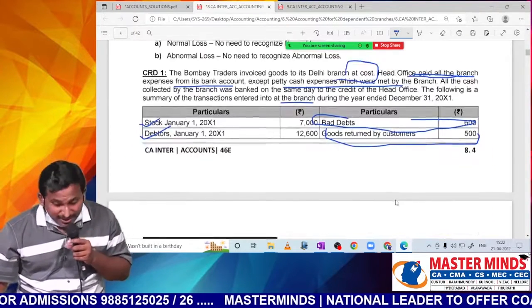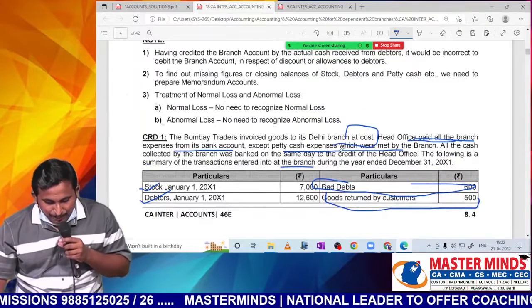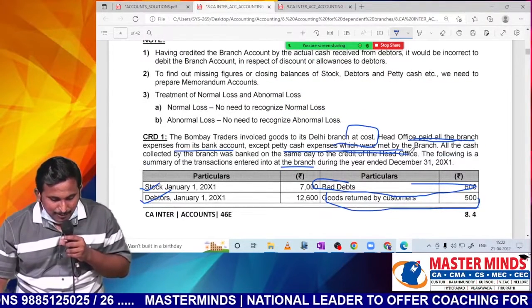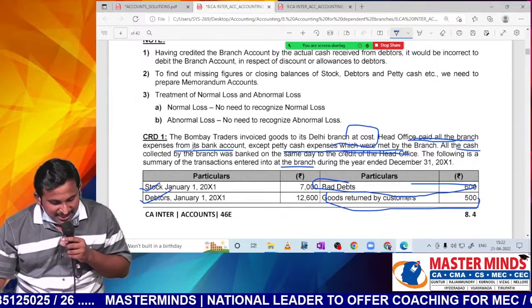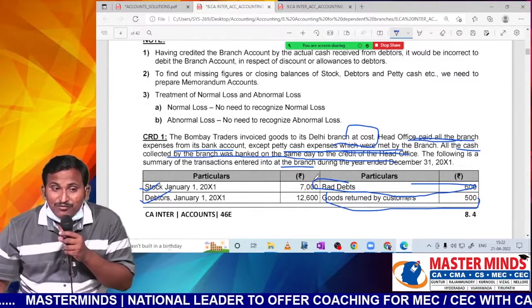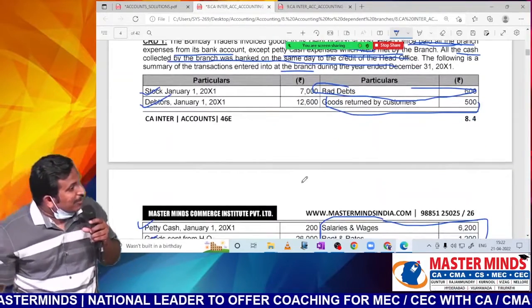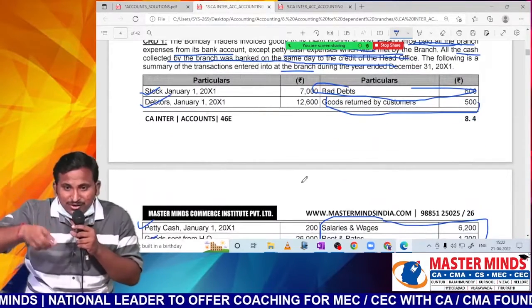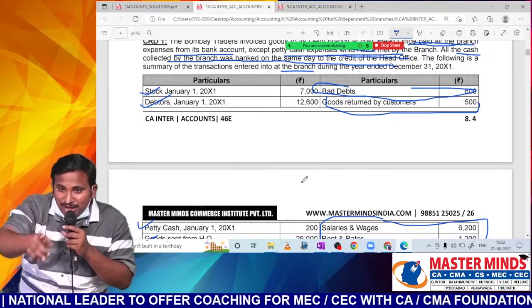No. In fact, they have said clearly, only petty cash will be there with the branch. All the cash collected by the branch was banked on the same day to the credit of head office. That means whatever is received by the branch will be sent to head office. So cash sent to head office has to be recorded.